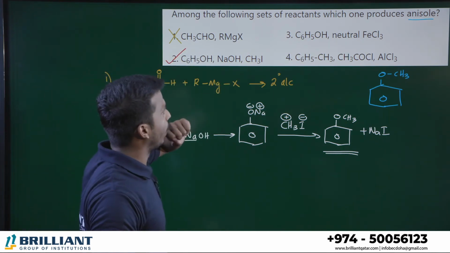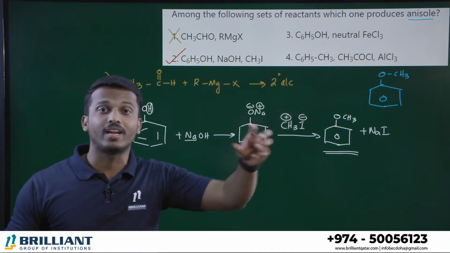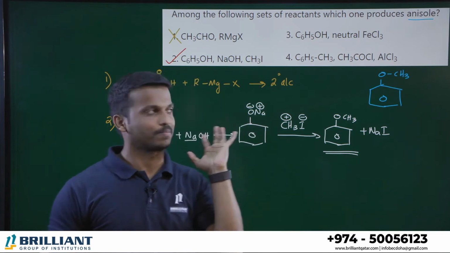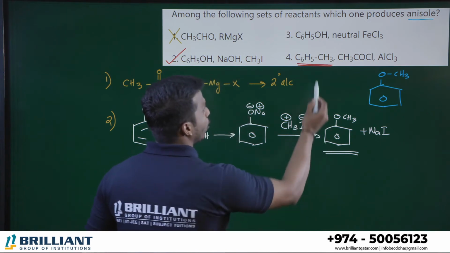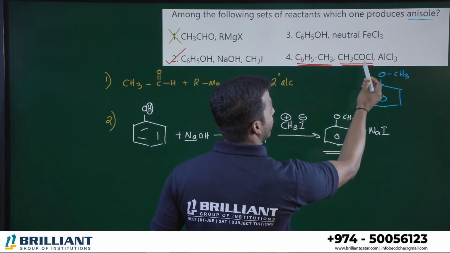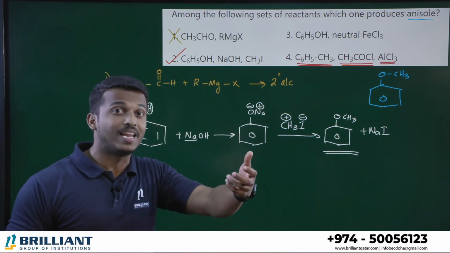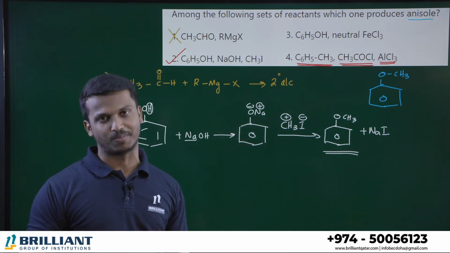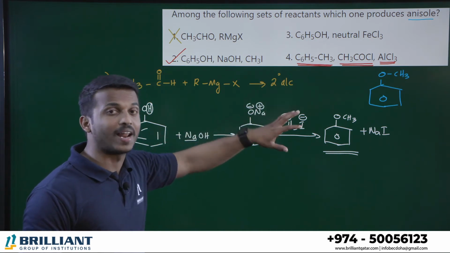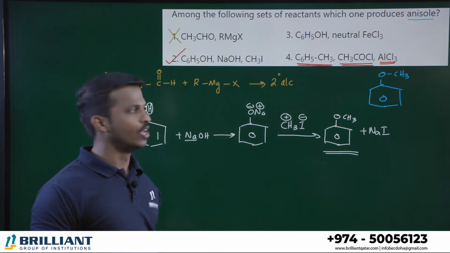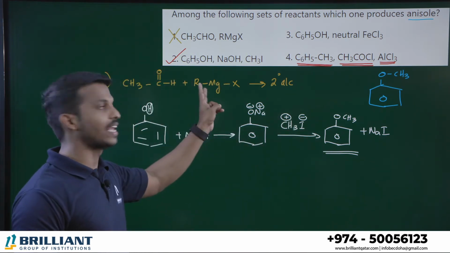What about option C, dear all? This question we discussed. Phenol treated with neutral ferric chloride will give you a violet colored complex, not our anisole. And what about this? This is called toluene. Toluene, when treated with acetyl chloride or acyl chloride in presence of AlCl3, undergoes Friedel-Crafts acylation, not alkylation. That will give you ortho-methyl acetophenone and para-methyl acetophenone, not your anisole. So anisole means benzene with OCH3. It can be prepared only through the second method.